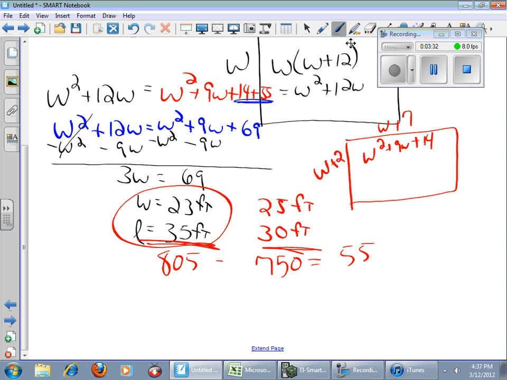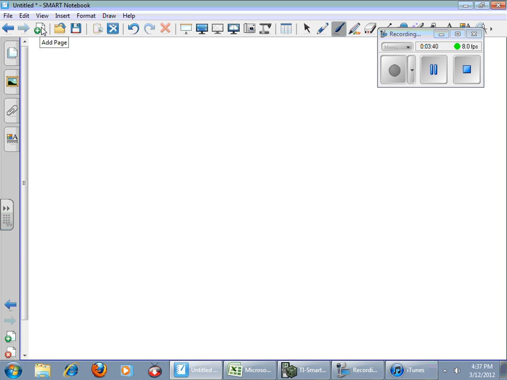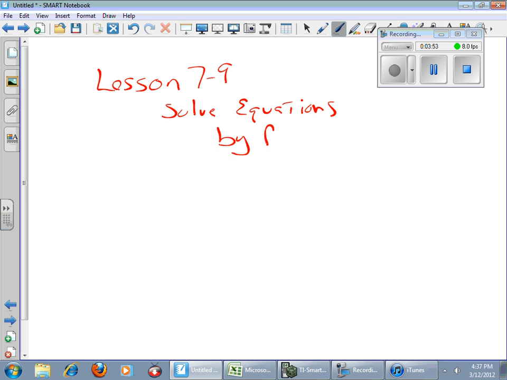Okay, I am going to flip over a couple pages here, and I am on the page now that says lesson 7-9, solve equations by factoring. It doesn't say it at the top or at the bottom. It actually says it close to the top under problem 37. There's problem 36, 37, and then that heading there.